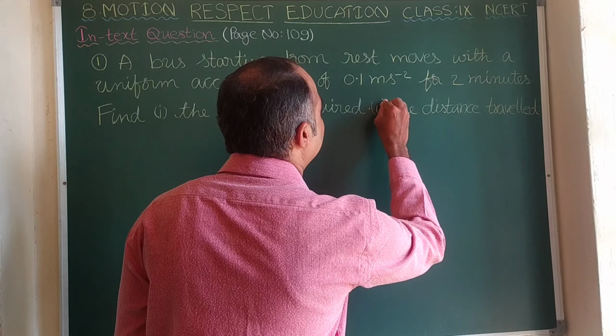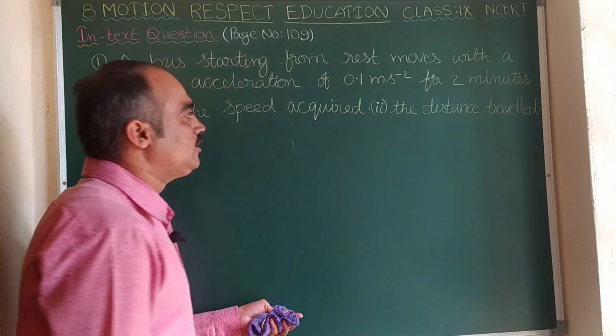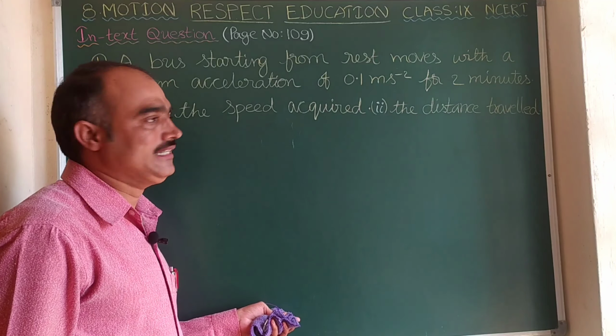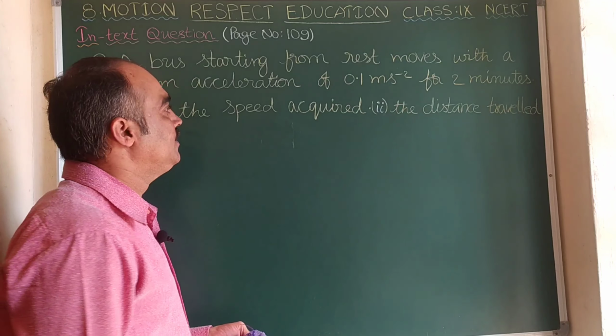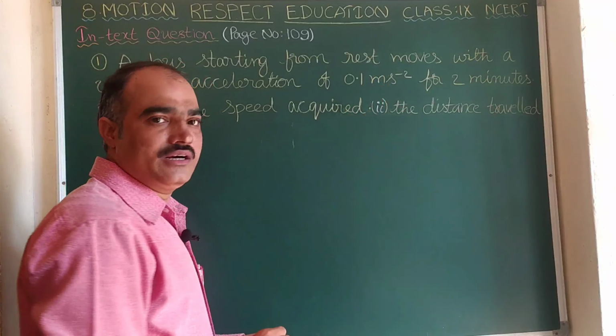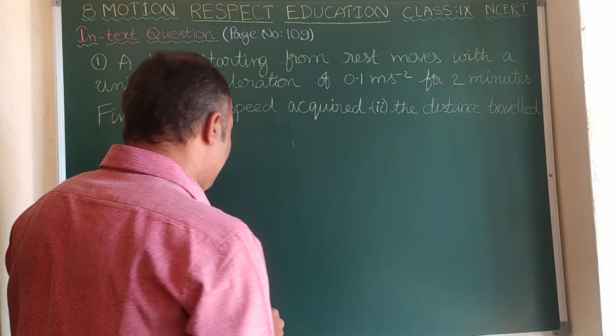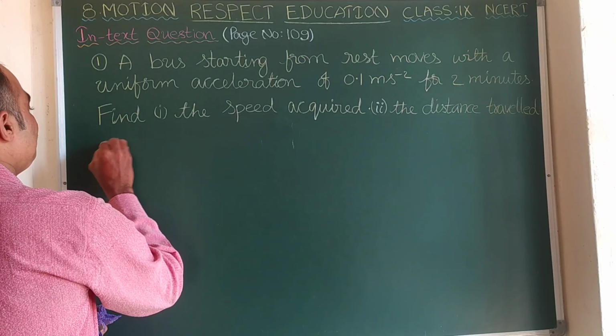So here there are two bits. First one is finding the speed and second one is finding the distance travelled by the bus during these 2 minutes. Now here let us note down the given data.